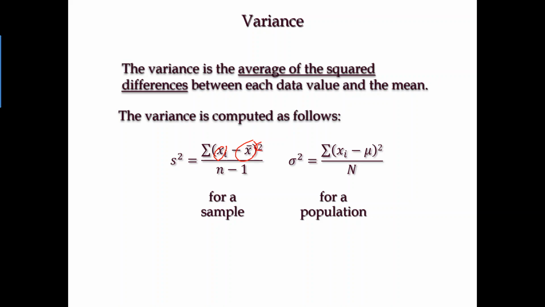Some students are going to ask, why do we have to have this square? I will show you an example pretty soon of why this square is so important. Without the square, what's going to happen? And look at the difference between sample and population.